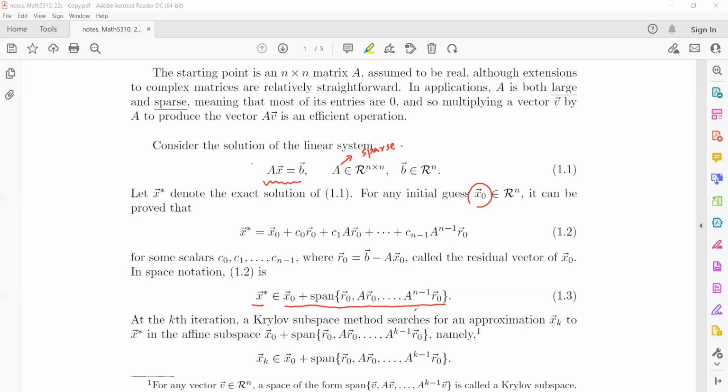How to prove it? The proof is not difficult. Arbitrarily pick x0. Then compute its residual vector, the right hand side minus A times x0. This vector is called the residual vector of x0. Then for matrix A and this vector R0, we can find a polynomial P whose degree is not greater than n, where n is the size of the matrix, and whose constant term is 1.